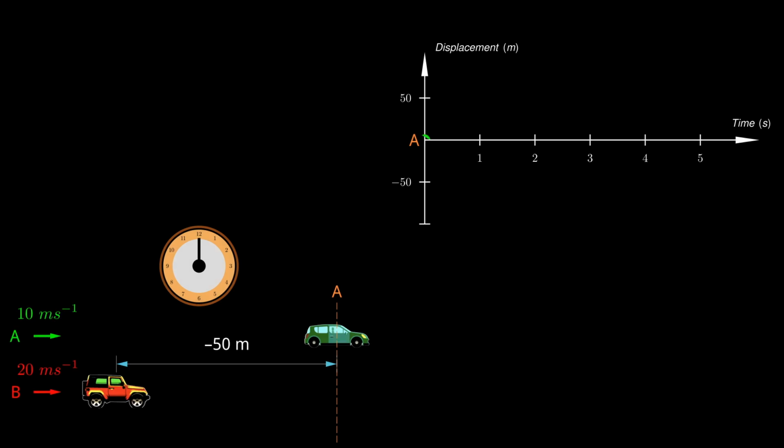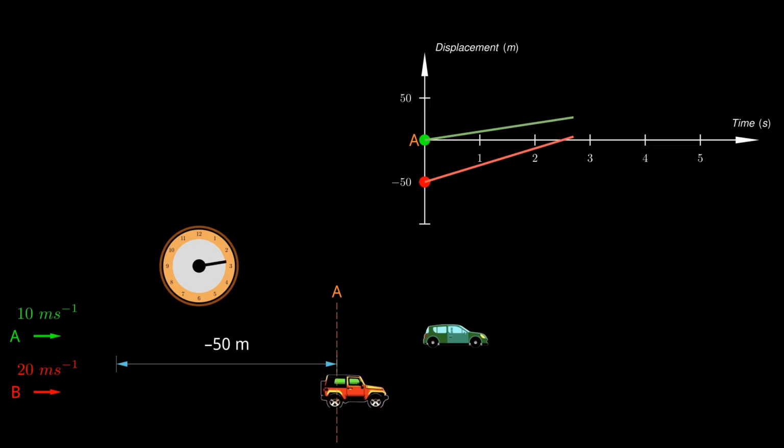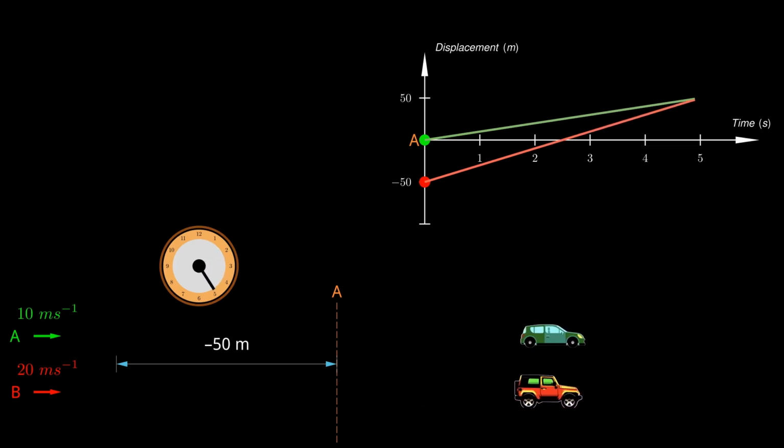First, let's mark the initial positions of the two vehicles on the graph. Vehicle A starts at the origin, and Vehicle B's position will be marked 50 meters below the origin, reflecting the 50-meter gap between them at the start. From there, we can plot their respective displacement time graphs to show how Vehicle B catches up to Vehicle A.